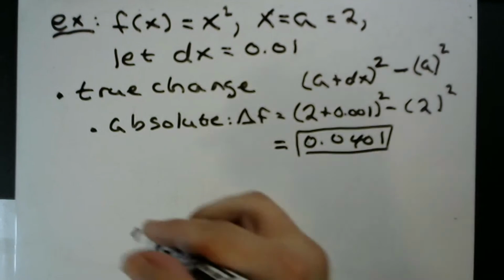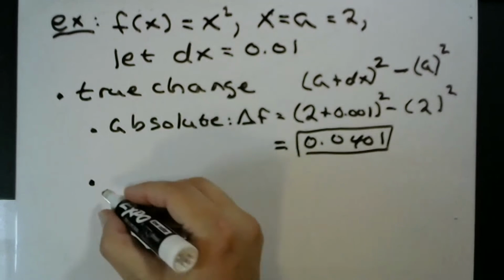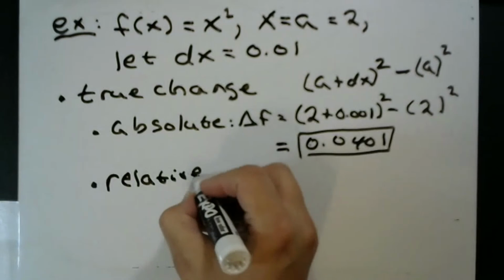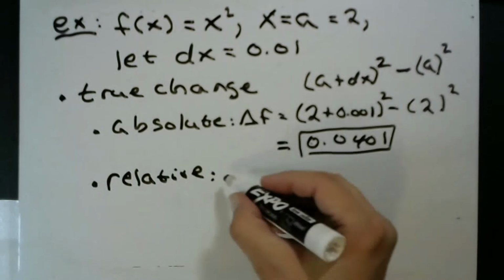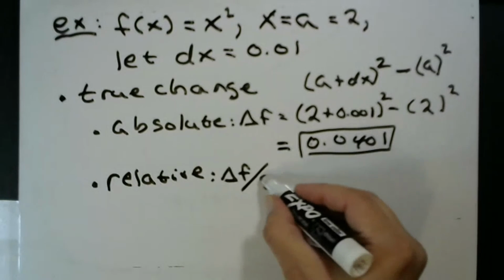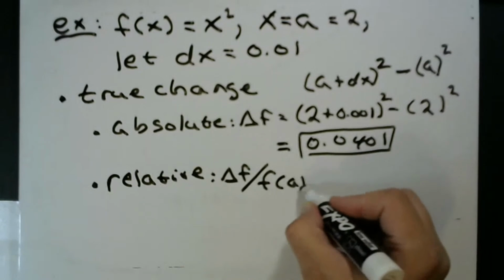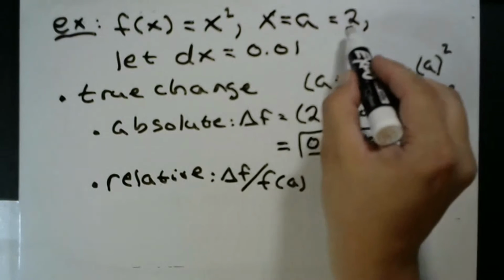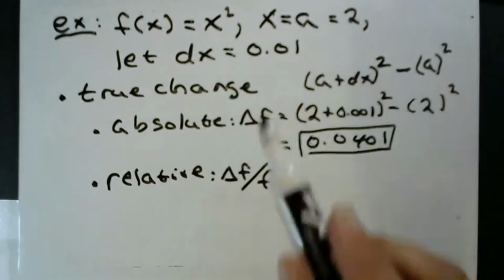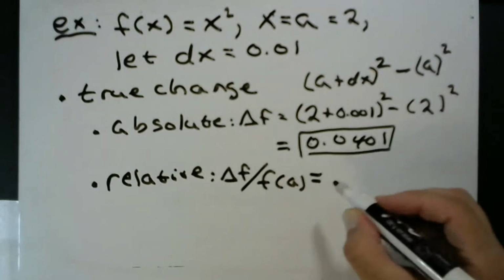Now that we have this number, we can compute the relative change. And this is delta f, which we just computed, over f of a. Now f of a is 2. F is x squared, so f of a is going to be 2 squared.